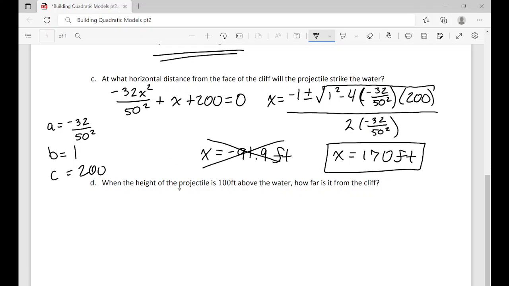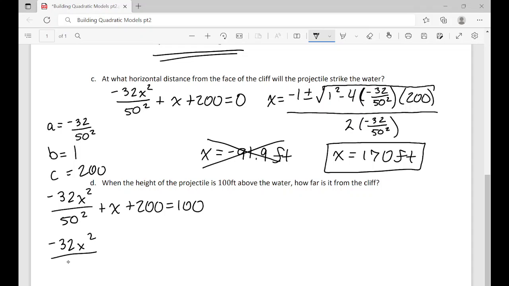Now, when the height of the projectile is 100 feet above the water, how far is it away from the cliff? Just like with before, when we set our equation equal to 0 because that's how many feet above the water it is, now we know that it's 100 feet above the water. So we're going to take our equation and set it equal to 100. And now I'm going to subtract the 100 over. 32x squared over 50 squared plus x minus, or plus 100, excuse me, equals 0.